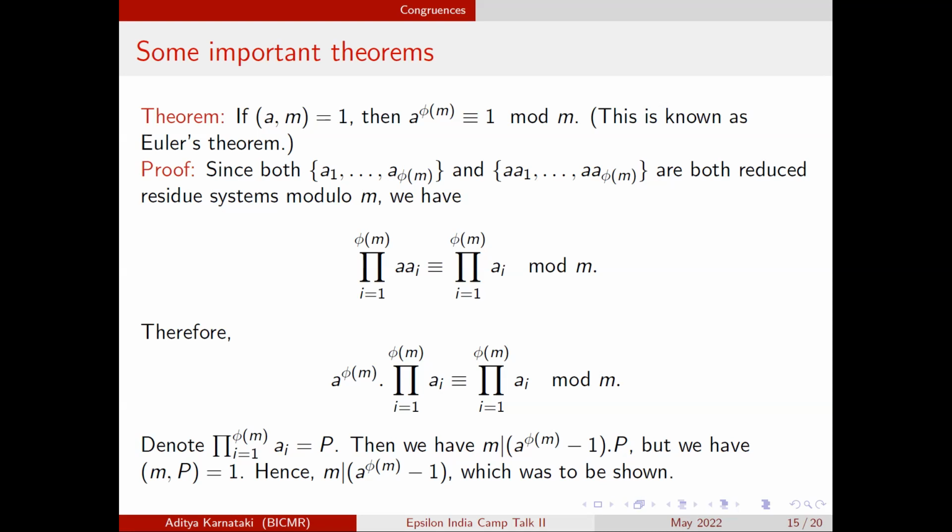And so you want to cancel the product. If you have ab congruent to b, then you want to cancel this term. You cannot always cancel. But in this case, the GCD of m and this product P that I've denoted at the bottom is equal to 1. So if m divides this a to the phi of m minus 1 times this product, then m has to divide the other term, which was to be shown.